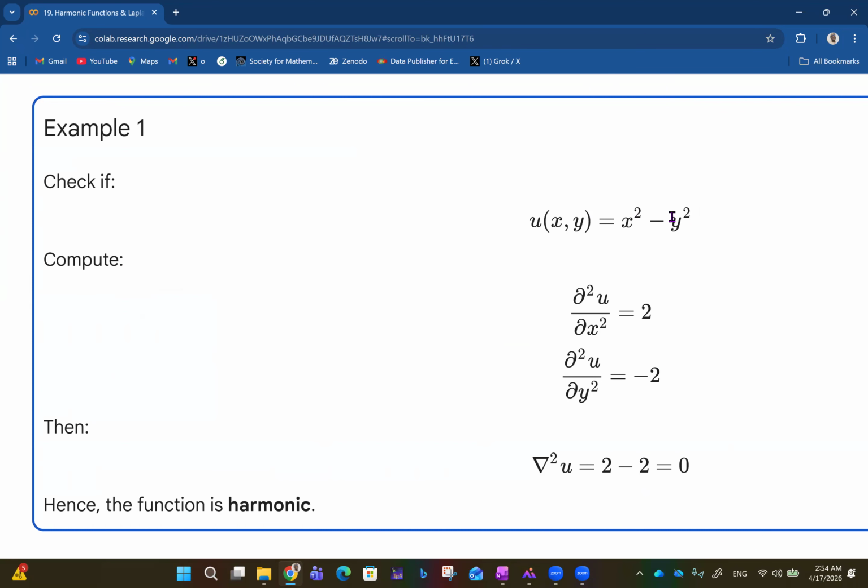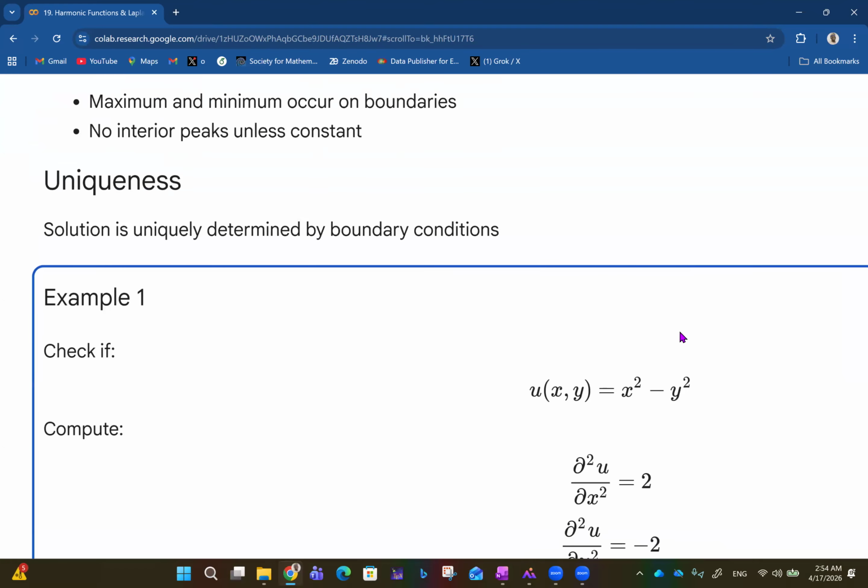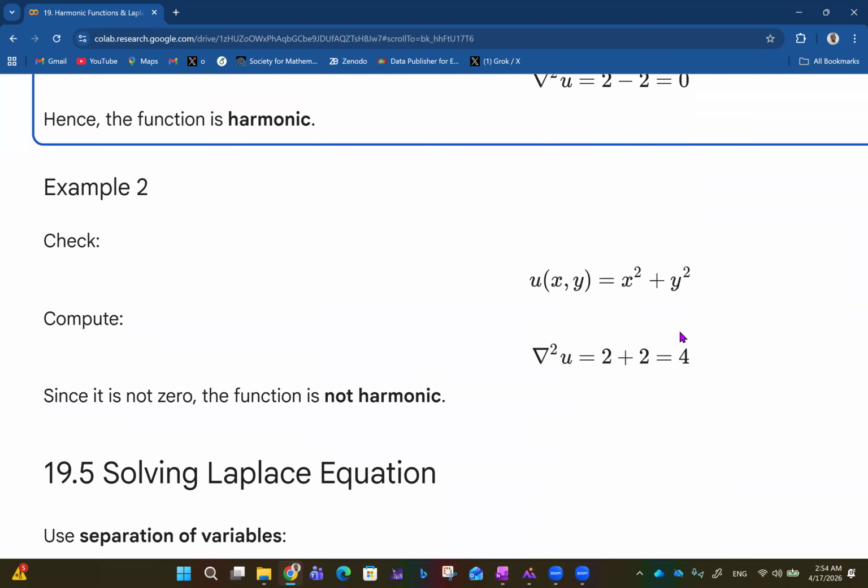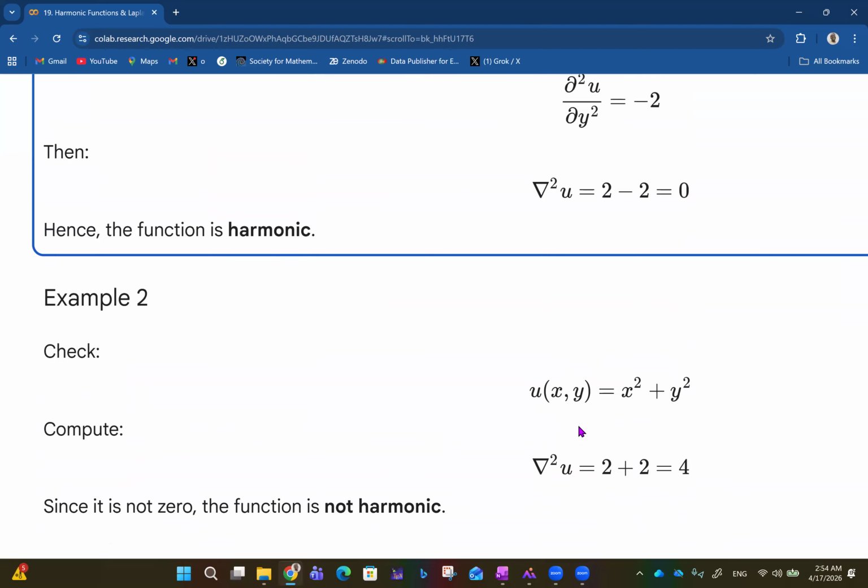So if the second derivatives with respect to each of the independent variables add up to 0, then you say the function is harmonic. In example 2, if you want to check if u of x comma y equals x squared plus y squared is harmonic, differentiate this twice, you get 2. Differentiate this twice, you get 2. Add them together, you get 4. Since it is not zero, the function is not harmonic. The final result here must be 0 for you to say the function is harmonic.